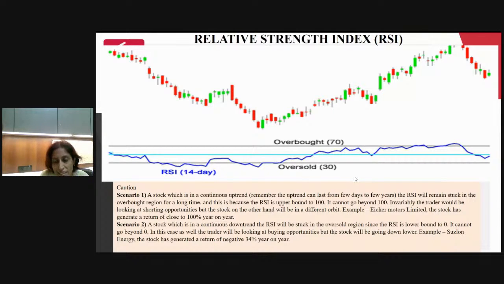Okay, and this kind of situation is seen in the case of Suzlon Energy, wherein the stock generated a return of negative 34% year after year. So you might have taken a long position by understanding that RSI is showing an oversold region. But if you had taken a long position, from there on you would have only made more losses. So RSI should not be used only by looking at the overbought or oversold region. Look at the fundamentals of the stock as well, like, as I said, in the case of Eicher, Asian Paints, or Suzlon. So you have to take other indicators and other factors, in the form of the fundamentals of the company broadly, and factor them into your decision.